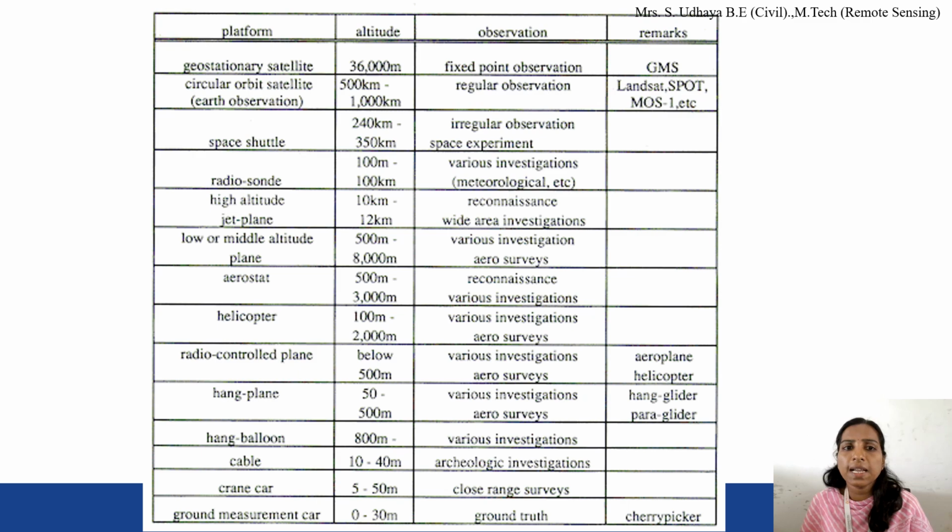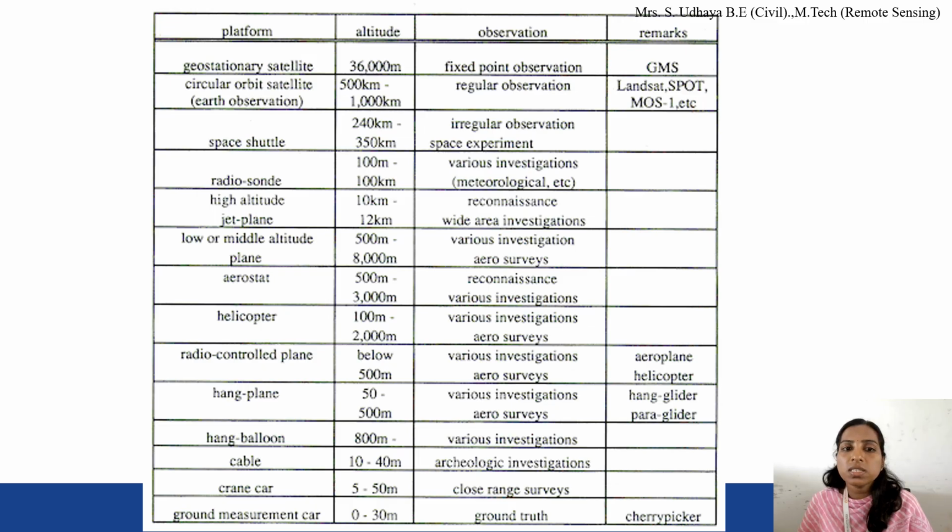The next type of satellite is the circular orbit satellite. They are also called Earth observation satellites, which fly at a height of 500 kilometers to 1000 kilometers, and are used for regular observations. They are all sun synchronous satellite orbits. Examples: Landsat, Spot, etc. The next one is the Space Shuttle, whose altitude ranges from 240 kilometers to 350 kilometers. It's used for irregular observation and space experiments.